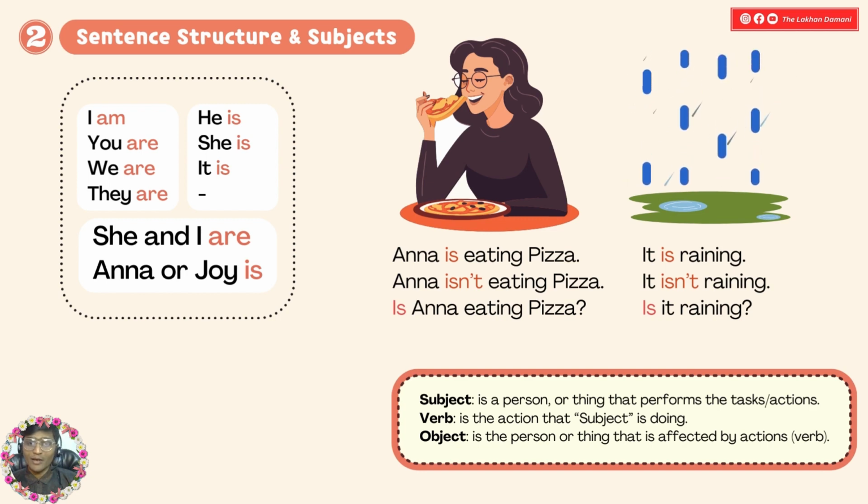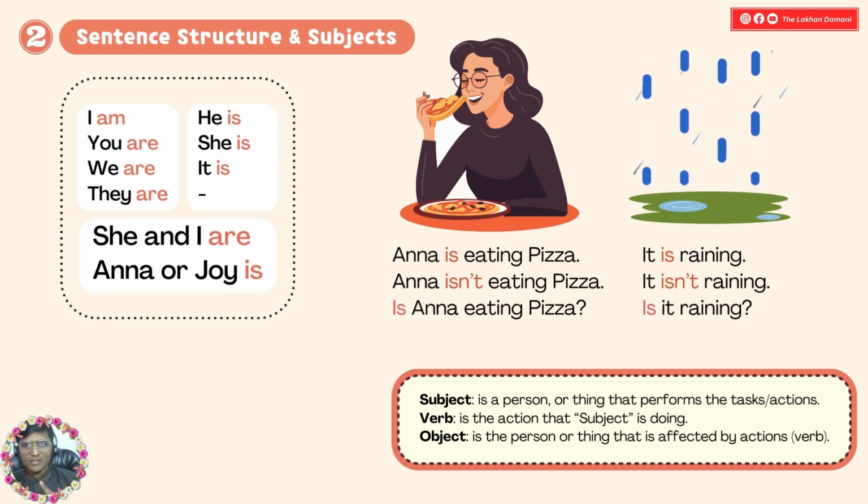So Anna is eating pizza. Anna is not eating pizza. Is Anna eating pizza? So we have used the most common three uses of them. We haven't used the negative interrogative here, right? If you want to use negative interrogative, what do we say? You have to use aren't or isn't or am not, Anna. You can choose one of them and create the sentence.